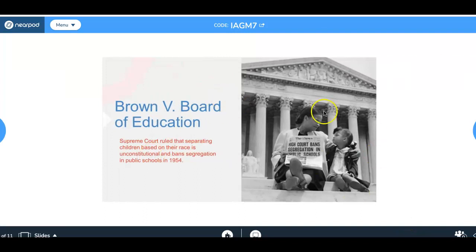And then of course I added another slide and added a definition of Brown versus Board of Education, so that students can write that definition down, and then we can also talk about this more in class and have a discussion and see what the students' opinions on it are.